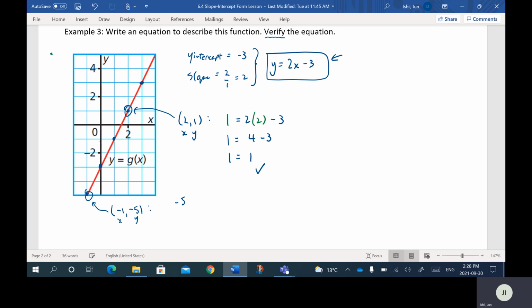My y value is -5, and the x value there is -1. So I get -5 equals 2 times -1, which is -2, minus 3. -2 minus 3 is -5. You'll see again that works as well. So again, you can choose any point that's on the line to verify the equation. All right, guys, cool. So that is the equation in slope-intercept form.